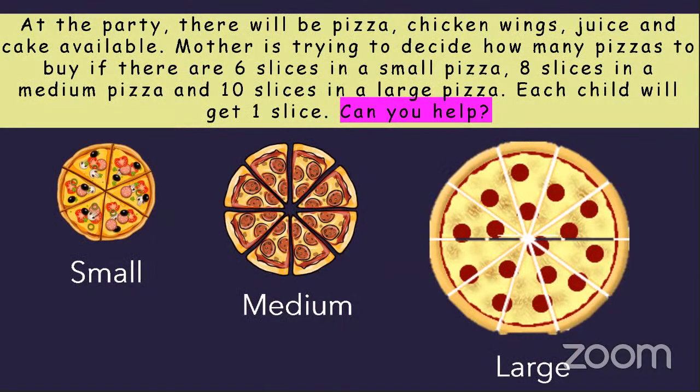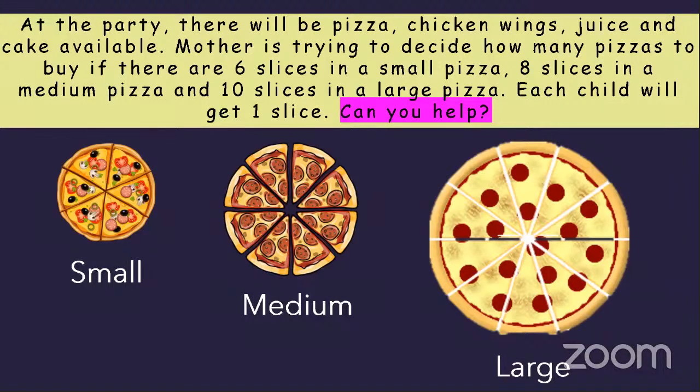So it says at the party, there will be pizza, chicken wings, juice, and cake available. Somebody said, yes, we can have food like pizza, and that is good. Thanks, Sophia. So you guys had said at the party we'll have food, and we're gonna have pizza, chicken wings, juice and cake. I mean, who keeps a party without a cake? So we definitely need cake at the party too.